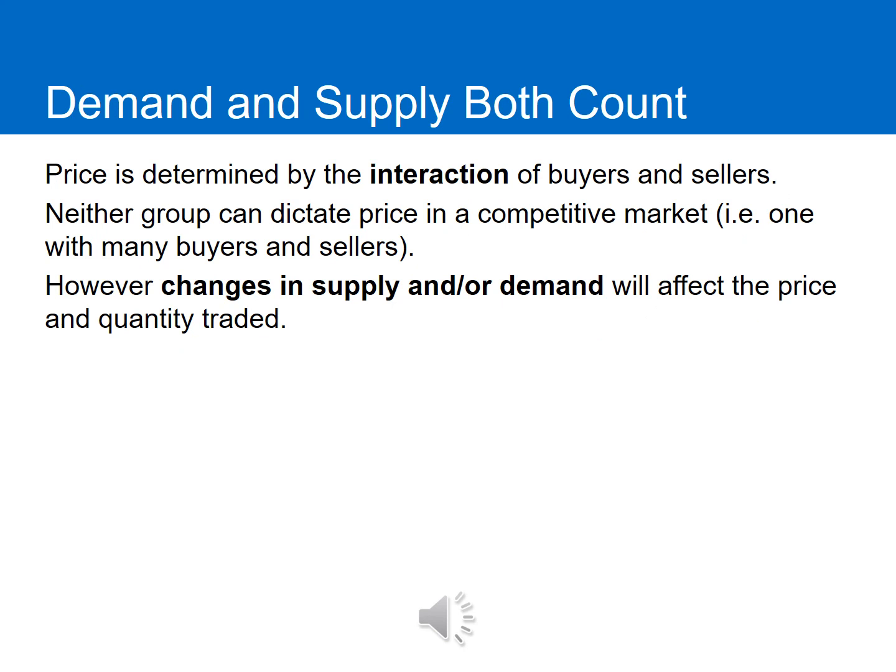So supply and demand both count. They matter equally for determining the equilibrium price and quantity. Price is determined by the interaction of buyers and sellers, not just one side. Neither group is able to dictate the price in a competitive market. So this is in a market where there are many buyers and sellers. However, changes in supply and changes in demand will affect the price and the quantity traded.